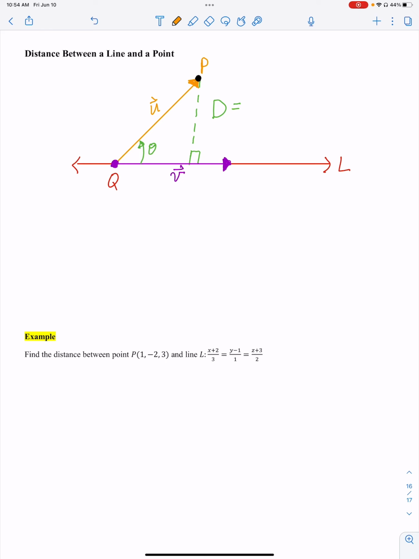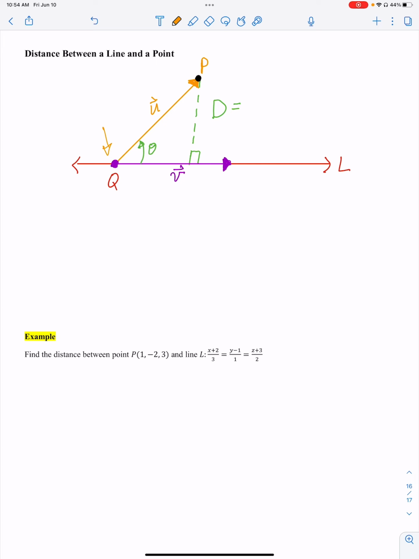I picked another point on the line. So we picked Q, just some random point on the line. I can take that point now, and I have a vector U, and I have a vector V there. And then I also have the angle between those two vectors, theta. So I can actually just use trig here.